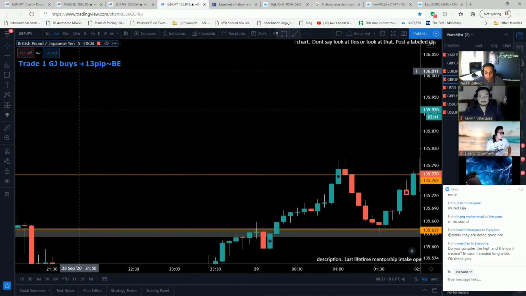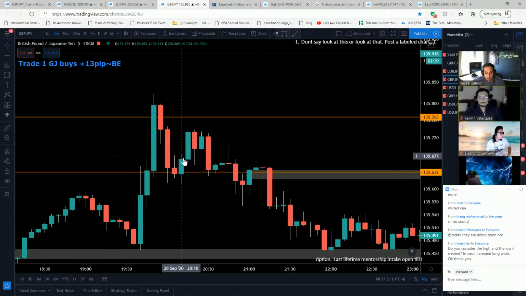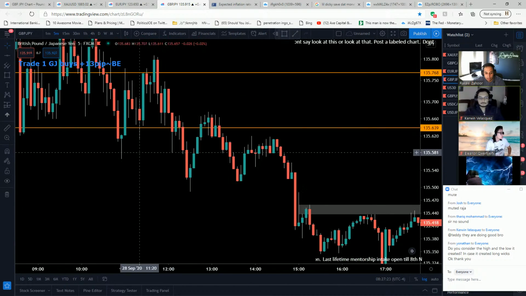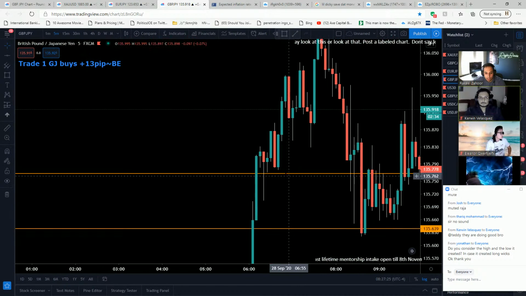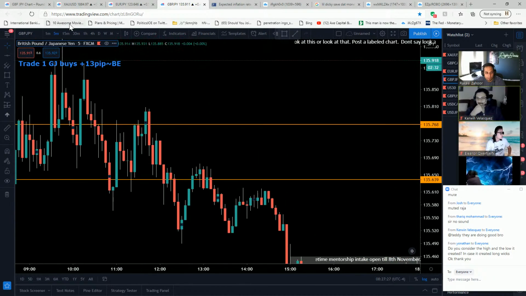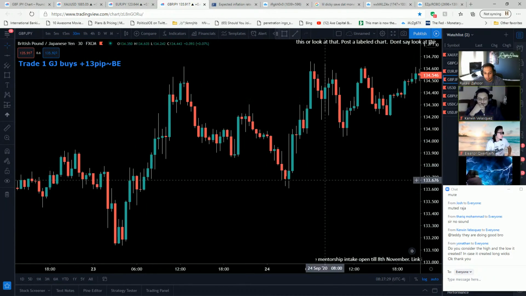I think on the 5-minute you can see it much better over here. Let's take a look. Yeah, this looks garbage, whatever. Let's go to our chart from today.